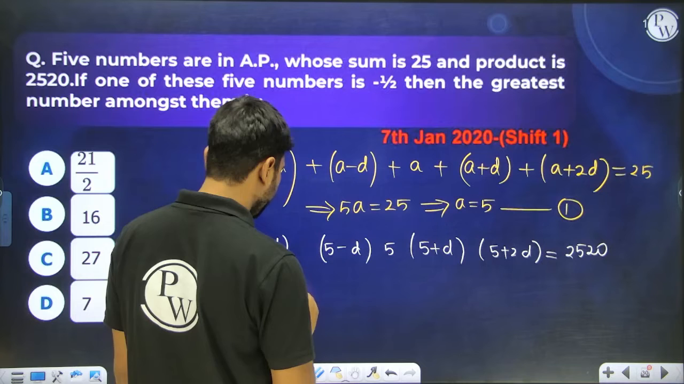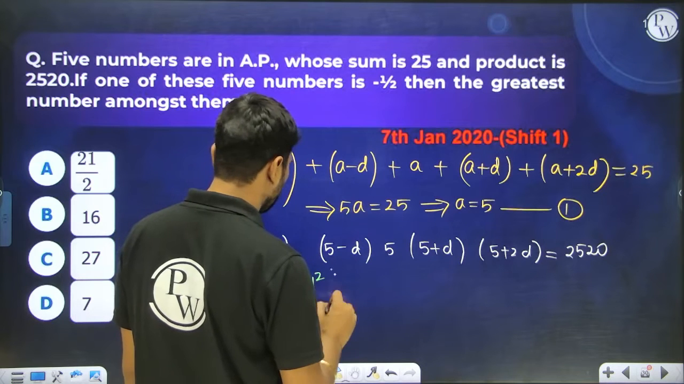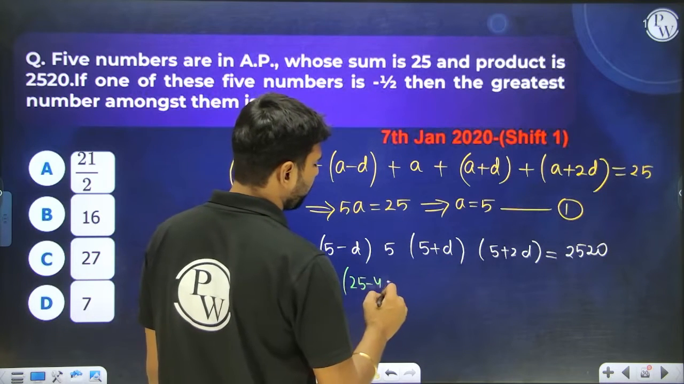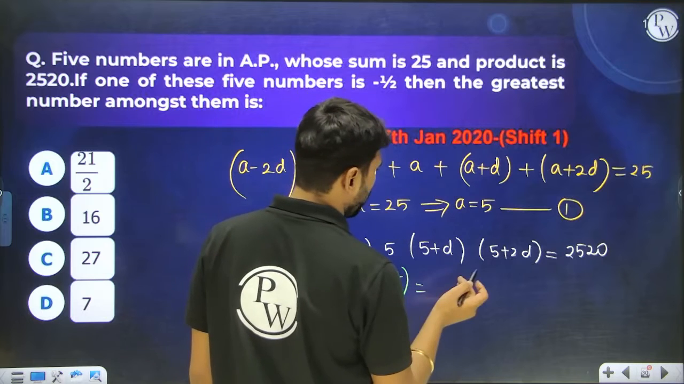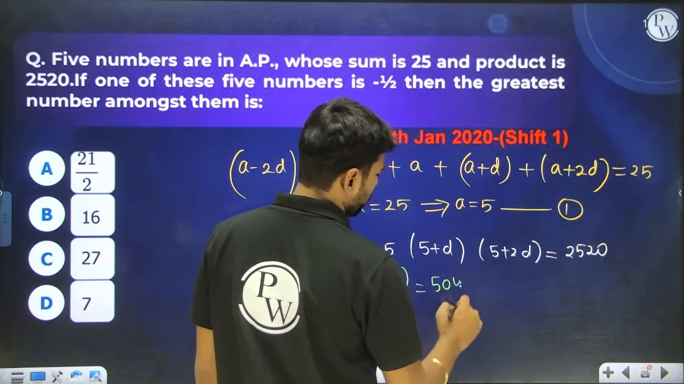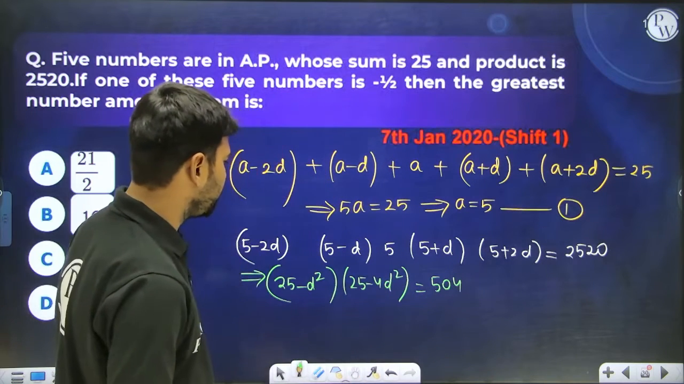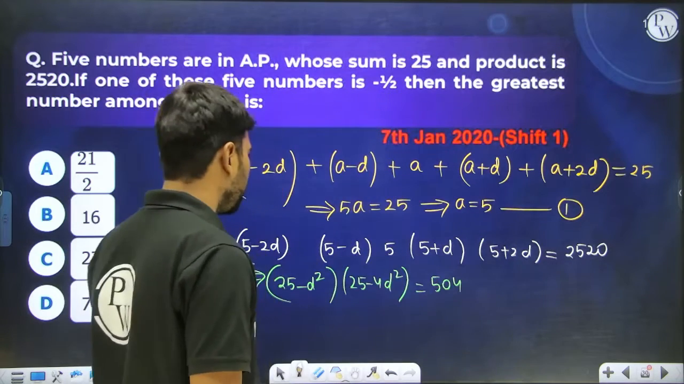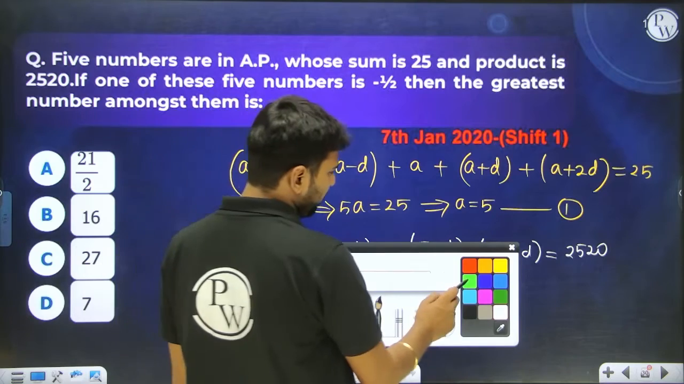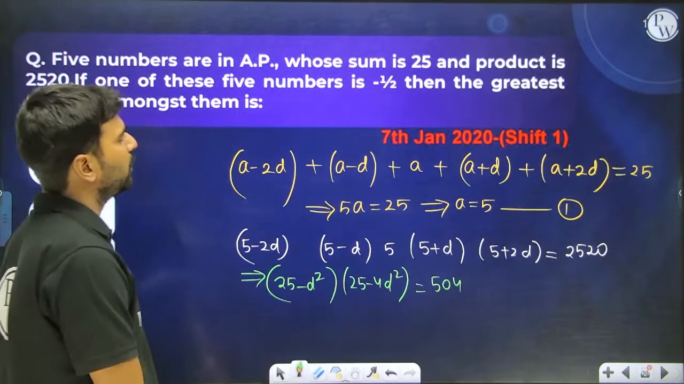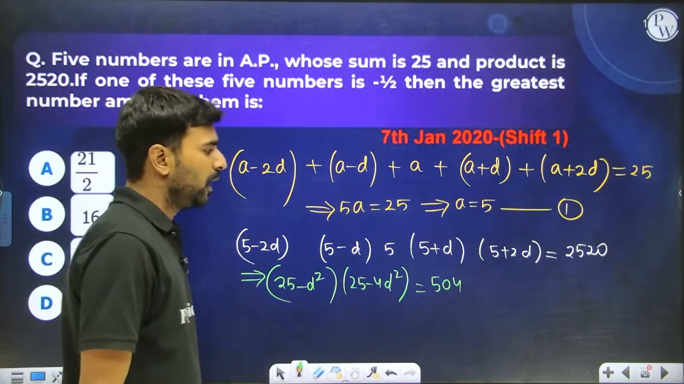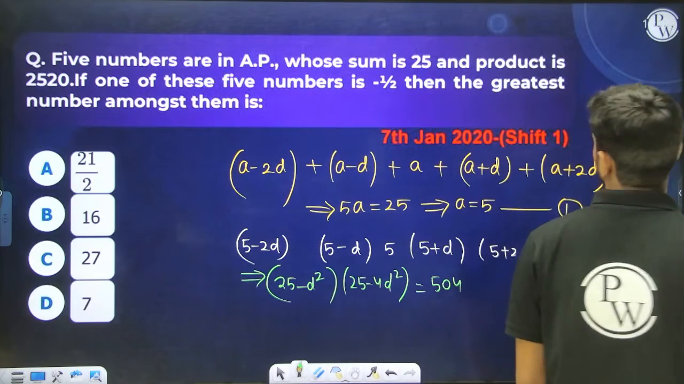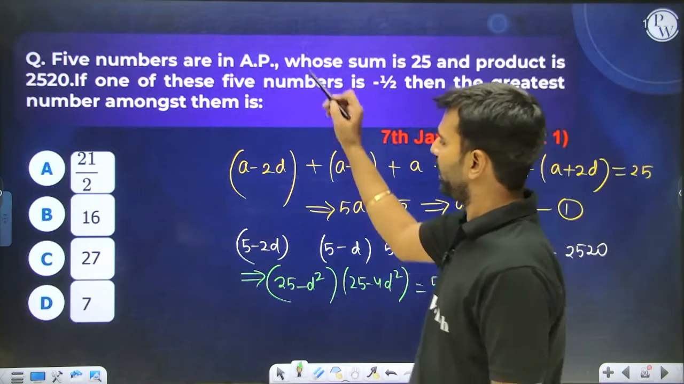This is going to be 25 minus d square times 25 minus 4d square equal to 504. Okay, so if that is the case, then we can assume t as something and accordingly we can solve our problem. But let me tell you that trick as well, because I think anybody can solve this equation, but not everybody will be able to apply directly like the way I'll tell you. So let's do that.